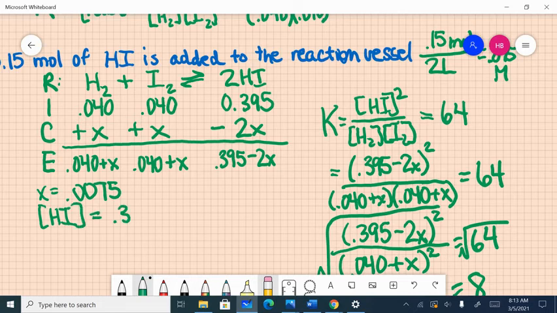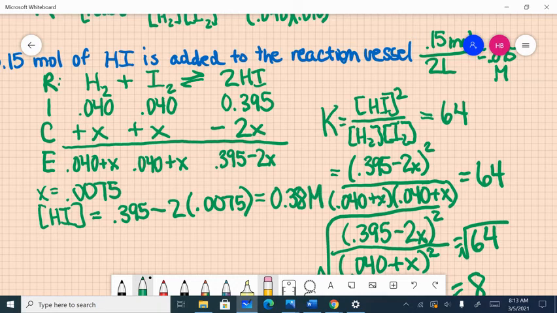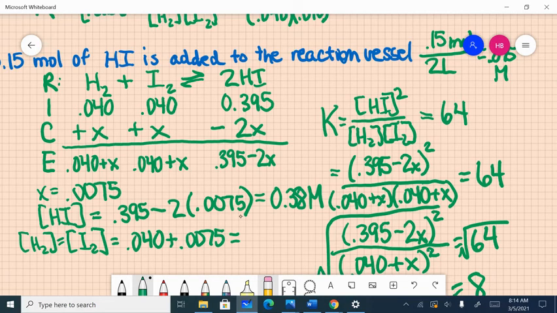So the concentration of HI is going to be 0.395 minus 2x, or 0.38 molar. The concentration of H2 is equal to the concentration of I2, and both of those are going to equal 0.040 plus x, or 0.0475. To 2 sig figs, it would be 0.048 molar.